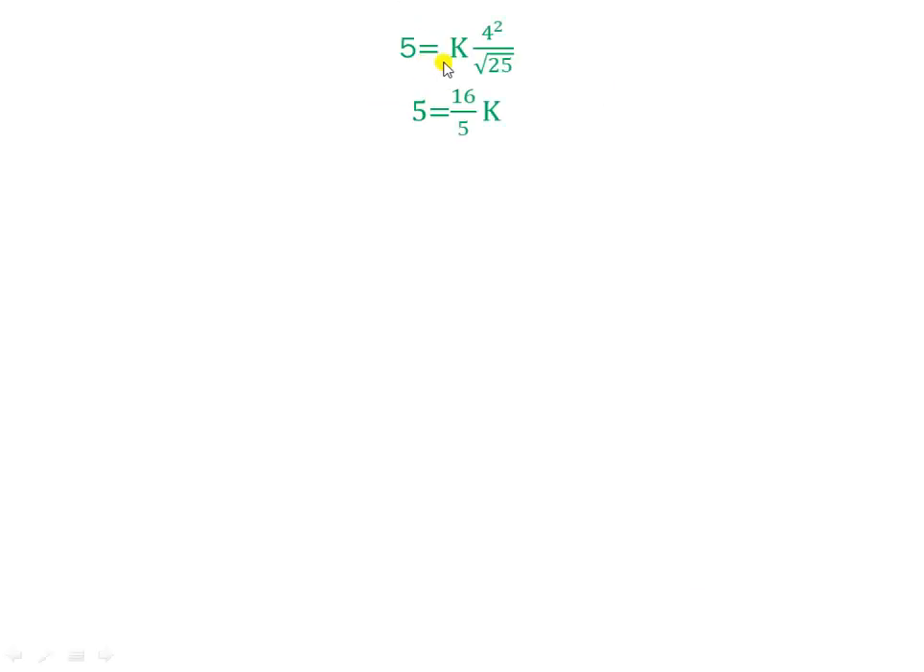So now when I have 5 is equals to k into 4 squared out of square root of 25, 4 squared gives me 16 and square root of 25 gives me 5. So it means we have 5 is equals to 16 out of 5k. Then we simply find the value of k in this case. When you do so, you simply cross multiply.